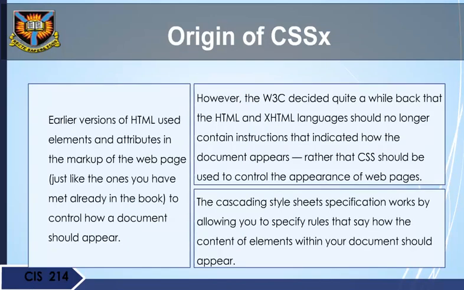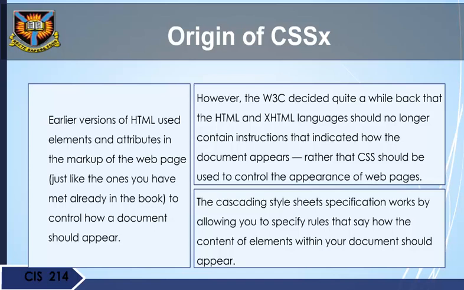Origin of CSS. Earlier versions of HTML used elements and attributes in the markup of the web page, just like the ones you have met already in the book, to control how a document should appear. However, the W3C decided quite a while back that the HTML and XHTML languages should no longer contain instructions that indicated how the document appears, rather that CSS should be used to control the appearance of web pages.